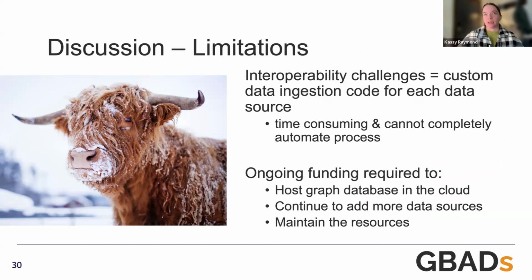There's some limitations with the approach, including interoperability challenges. Because the data sources provide data in different formats and using different standards, you need custom data ingestion code for each data source. And this is time consuming, and you cannot completely automate the process of ingesting new data sources into the system because they're all formatted differently. We also need ongoing funding to continue hosting the graph database in the cloud, continuing to add more data sources, and also to just maintain the resources.